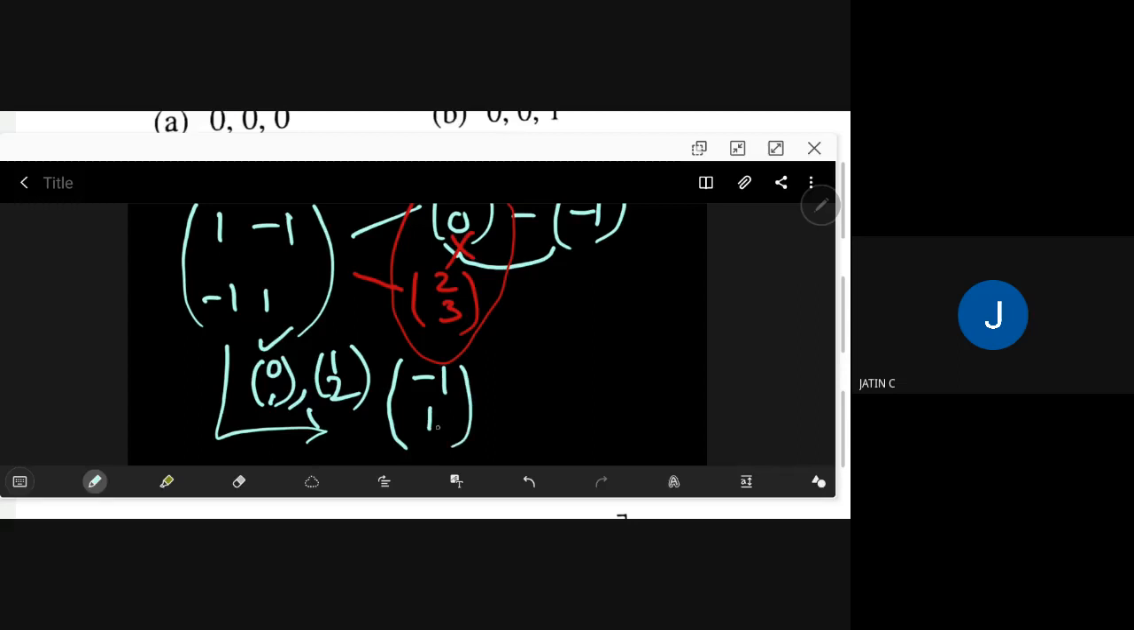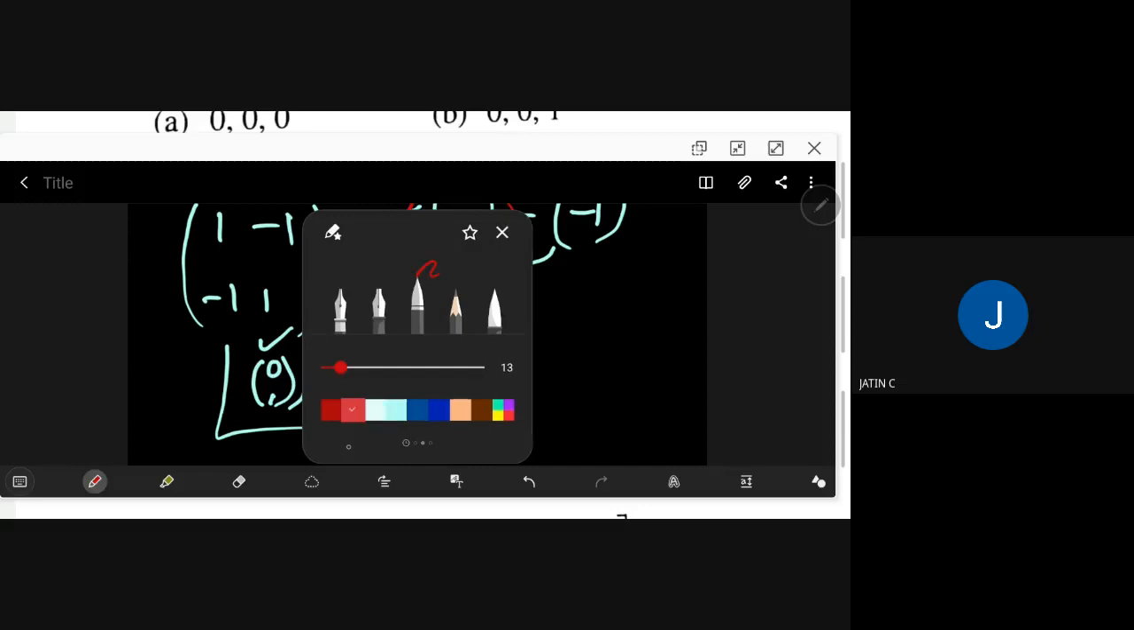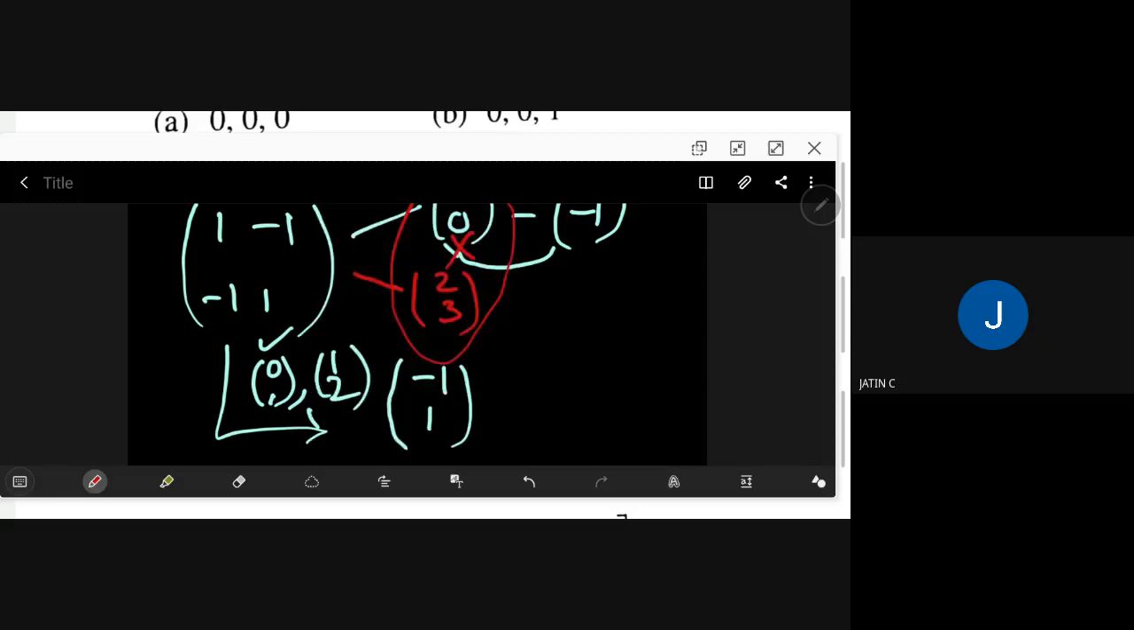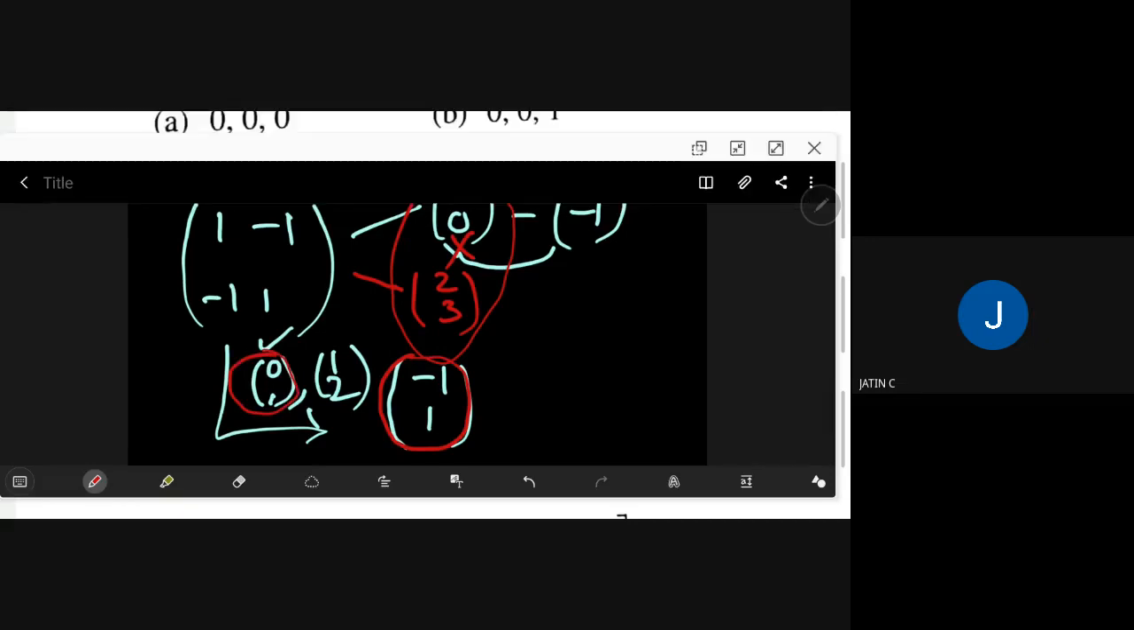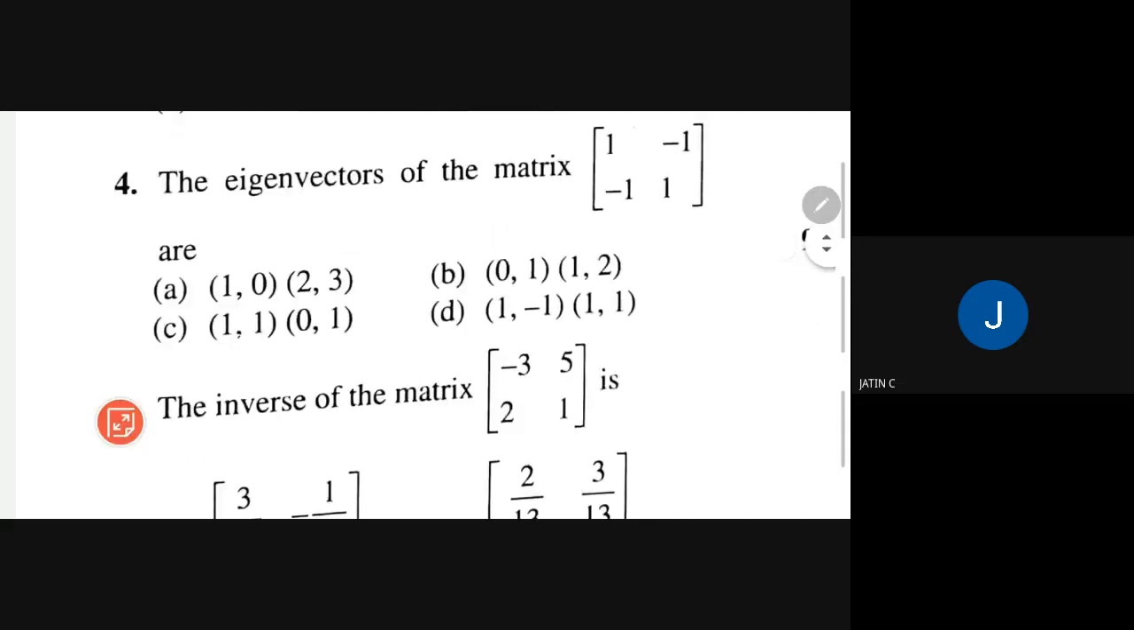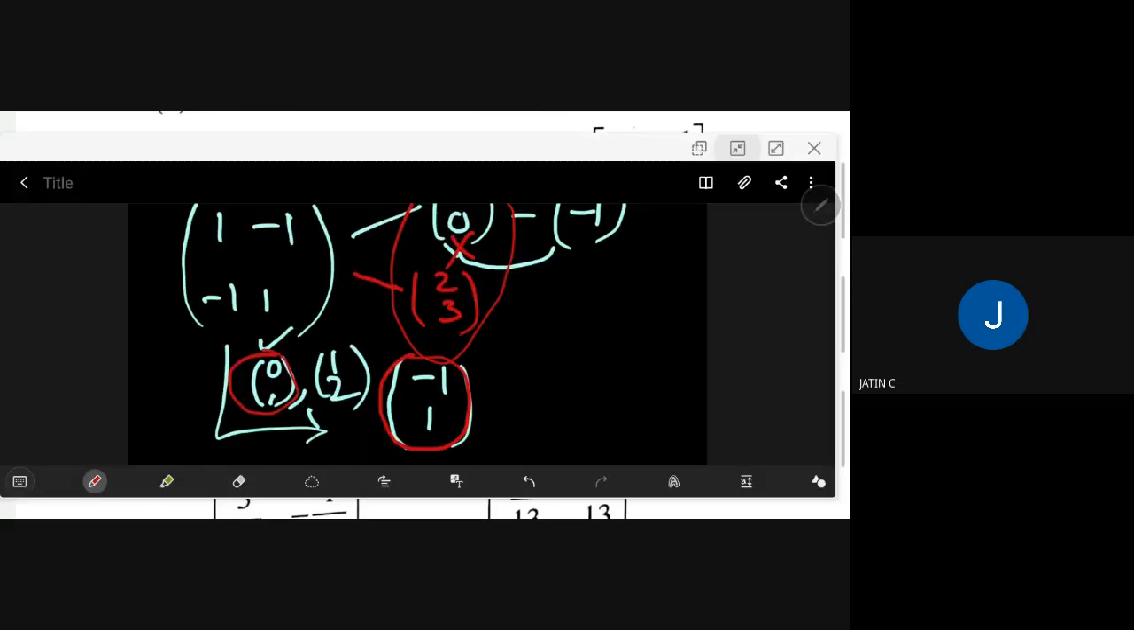So this is also eliminated, because this is not a scalar multiple of this. This is not a scalar multiple of this. So that is why for the B choice, you need not check for 1, 2 here. B choice is also eliminated. Now what is the third choice? 1, 1, 0, 1.